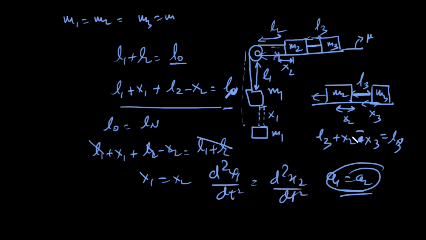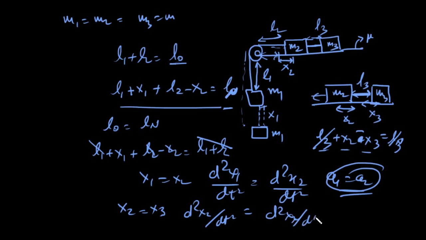This is because this string is also inextensible. It is not flexible and not stretchable, so the length will remain the same despite the masses being displaced. The new length is L3 plus x2 minus x3, and it equals the original length, so L3 gets cancelled out. So x2 equals x3, and the double differential of x2 will also equal that of x3. This means a2 equals a3. Hence a1 equals a2 and a2 equals a3, so we have established a1 equals a2 equals a3.